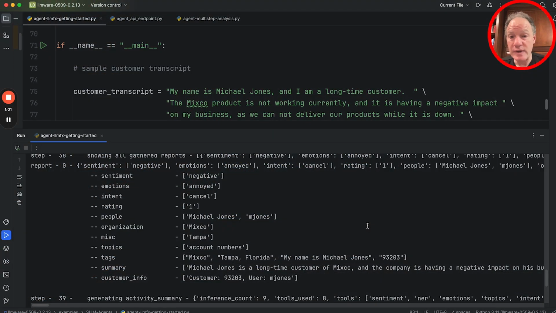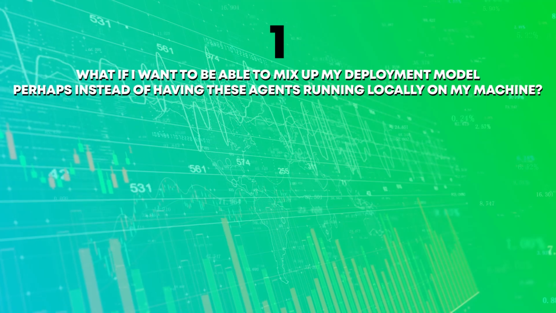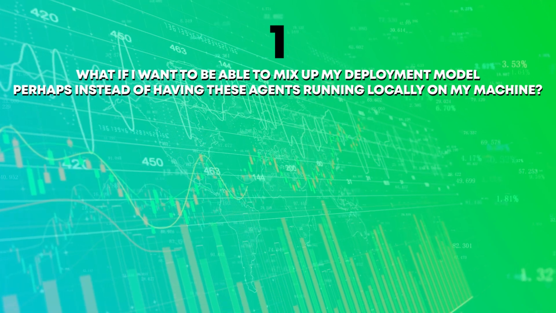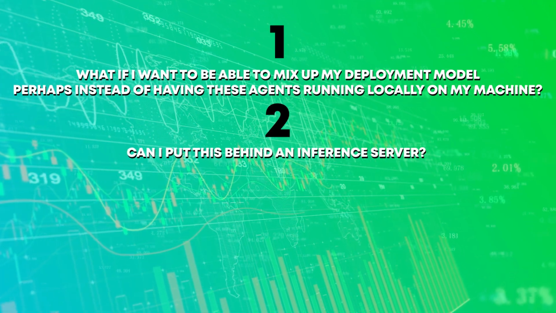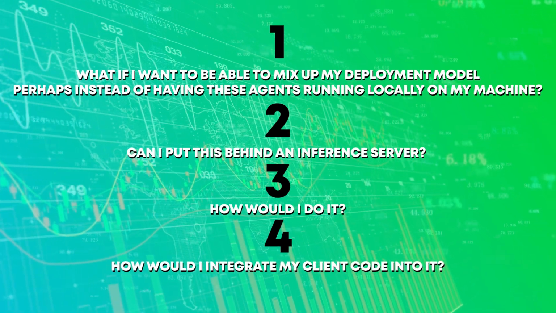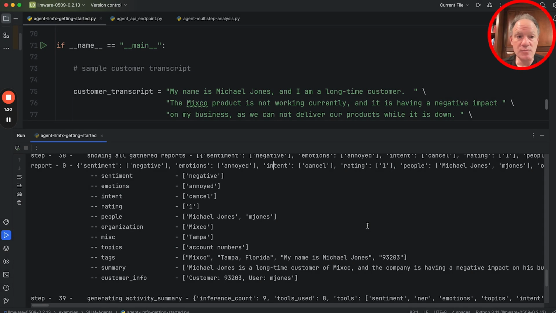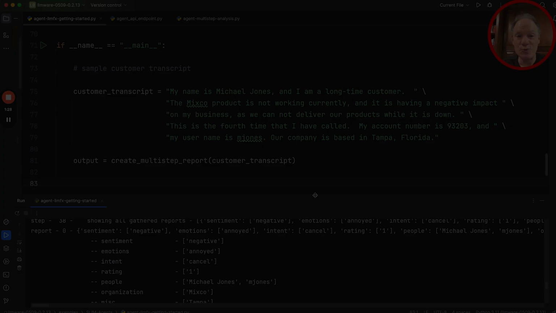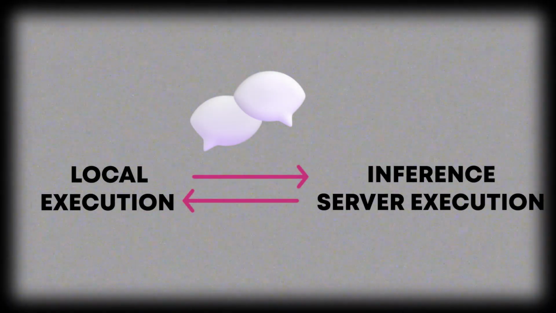Well, one of the questions that we got from this video was, hey, that's really cool, but what if I want to be able to mix up my deployment model? Perhaps instead of having these agents running locally on my machine, can I put this behind an inference server? And how would I do it? And how would I integrate my client code into it? So that is actually the motivation behind this, and this is what we're actually going to go through in this example. We'll come back to this example and then we'll have some fun with it. We'll toggle back and forth between local execution and inference server execution of it.